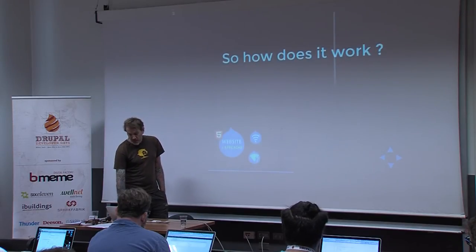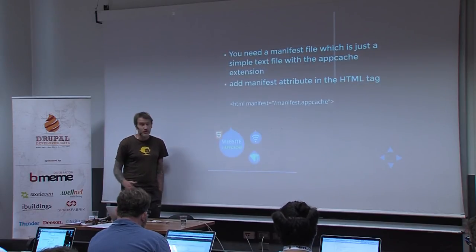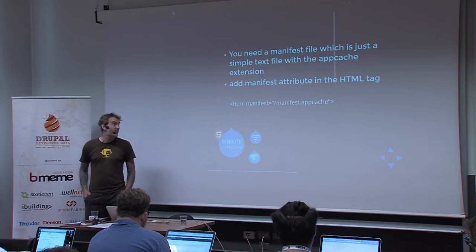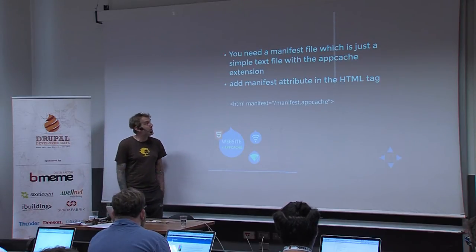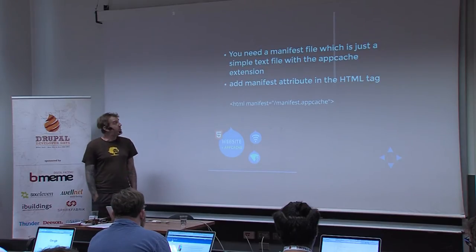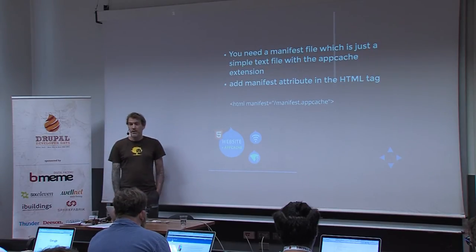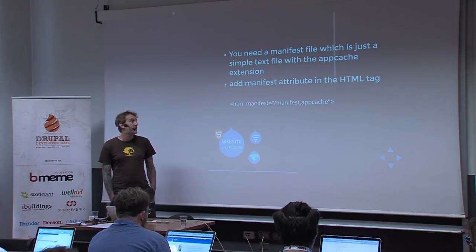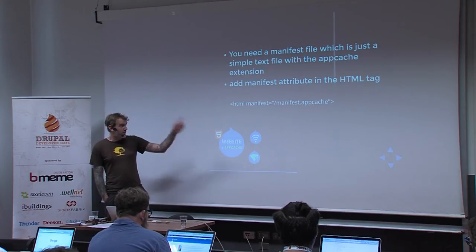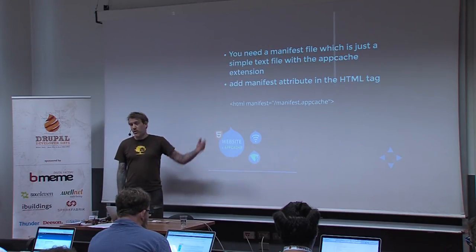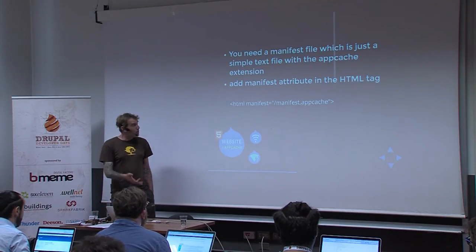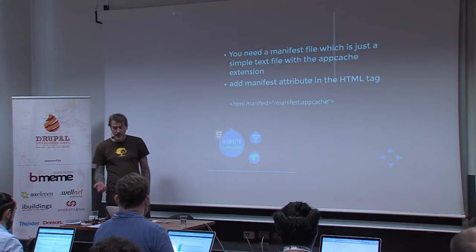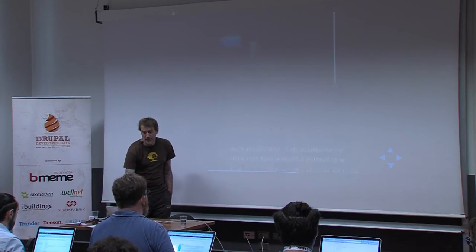So how does it work? It's ridiculously easy. It's fantastically easy. You just need a manifest file. It's a really simple text file with the appcache extension. And then you add a manifest attribute in the HTML tag, just like in the example. So the extension is appcache. Now it's called manifest, but you can call it whatever you want. The moment that you have that attribute in your page, it becomes instantly available offline.